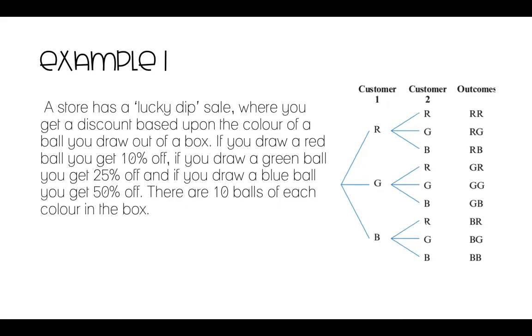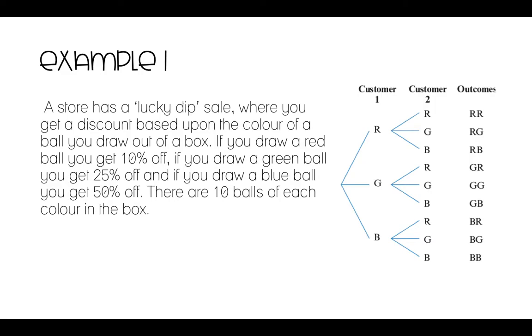Now, when you're reading a question like this, it's really easy to get bogged down in the part where it says, if you draw all the way through to get 50% off. That's not relevant for us because that's not what we're trying to find out. We're looking at probability right now. It might be a question where it says, what's the probability of you getting 10% off? Well, then we're looking at the red balls. But for now, we're looking at the colour of the balls.